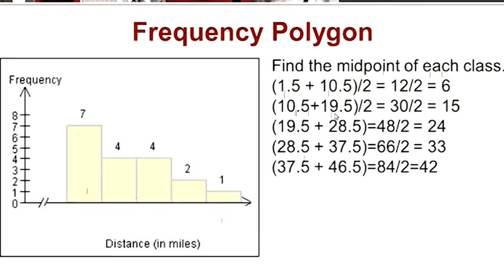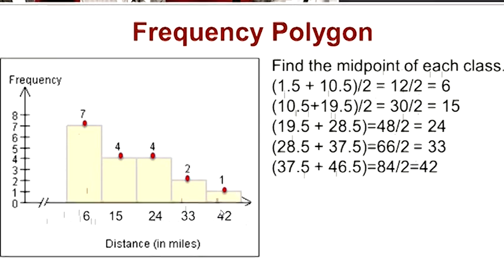In the second class, adding 10.5 plus 19.5 divided by 2, you get a class midpoint of 15. The third class gets a midpoint of 24. The fourth class, 33. And the last class has a midpoint of 42. So we're going to put those numbers underneath the middle of each of your classes, which are the bars.